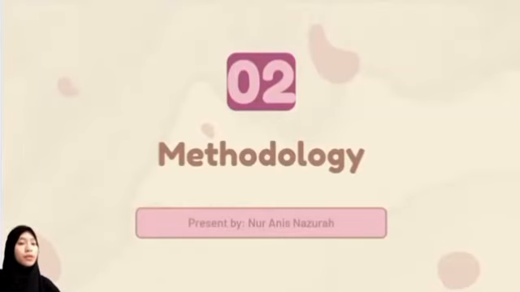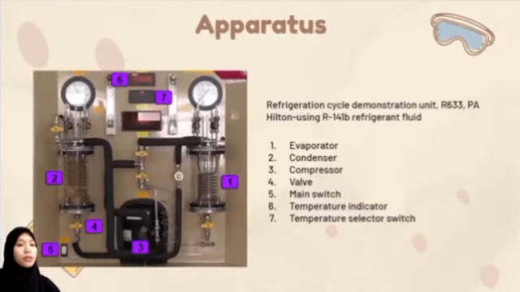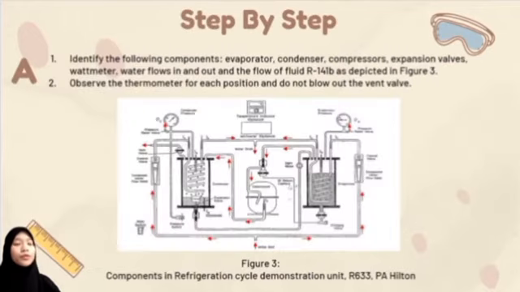Alright, so today I will present the methodology for experiment 3. Okay, we need the apparatus. Number 1 is the evaporator, 2 is the condenser, 3 the compressor, 4 the valve, 5 the main switch, 6 the temperature indicator, and 7 the temperature selector switch. Okay, we move step by step. Step 1A: we have to identify the following components: evaporator, condenser, compressor, expansion valve, watt meter, water flows in and out, and the flow of fluid, which is 141b, as depicted in figure 3. Step 2A: observe the thermometer for each position and do not blow out the vent valve.